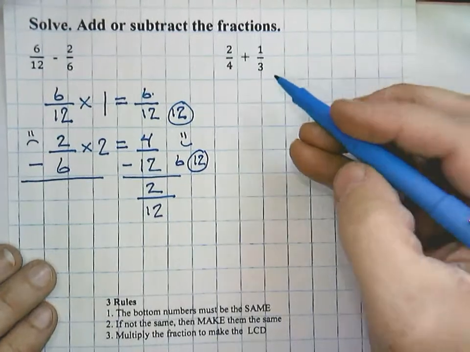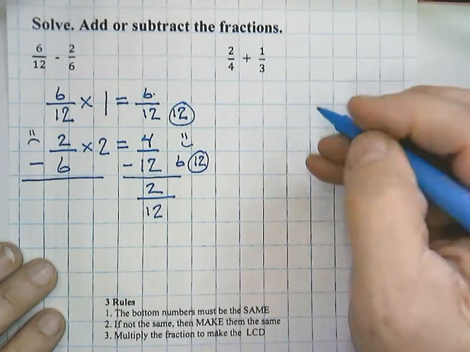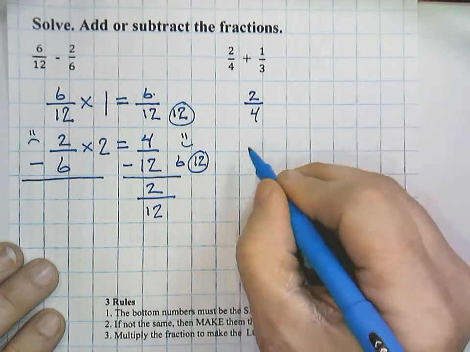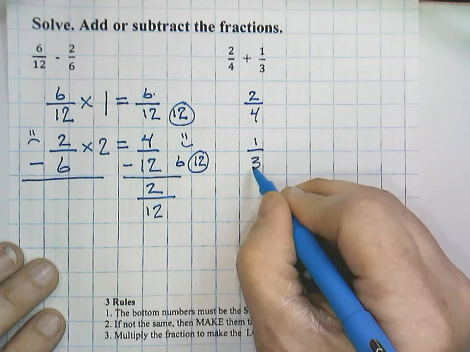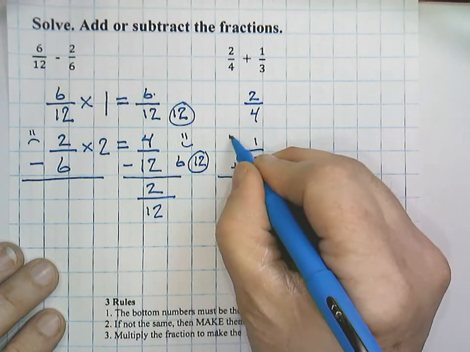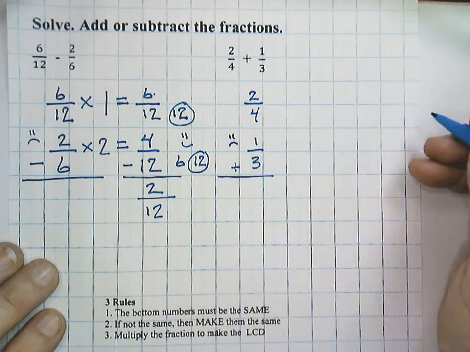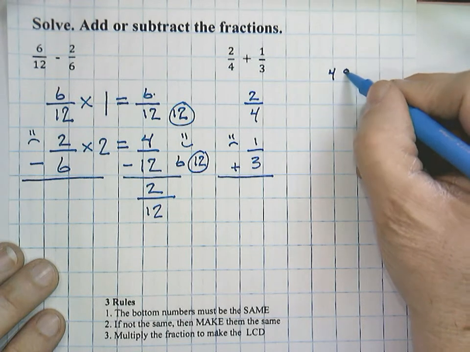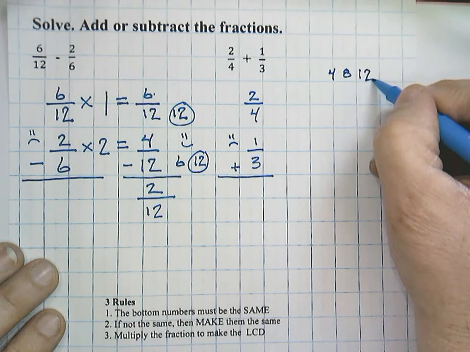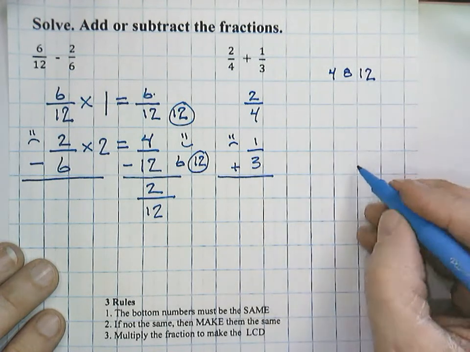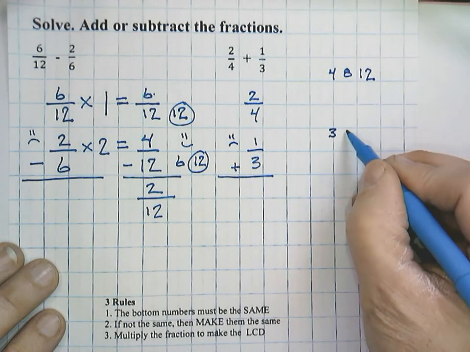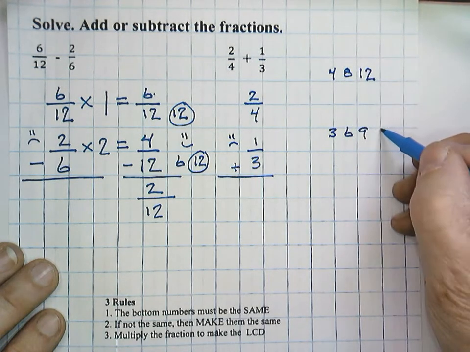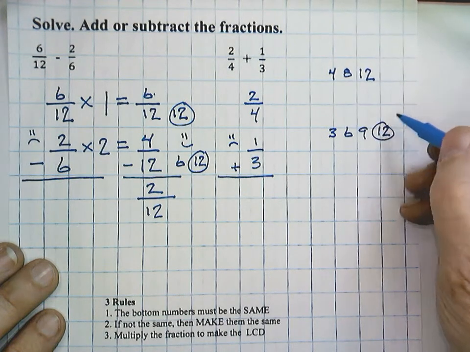And one more, 2 fourths plus 1/3. And right away I see that fourths and thirds are not equivalent. So I'm going to find some multiples of 4. 4, 8, 12. Multiples of 3, 3, 6, 9. I'm not really seeing any multiples here. Let's try one more. And yes, here we go, 12. So interesting, we got 12 again.